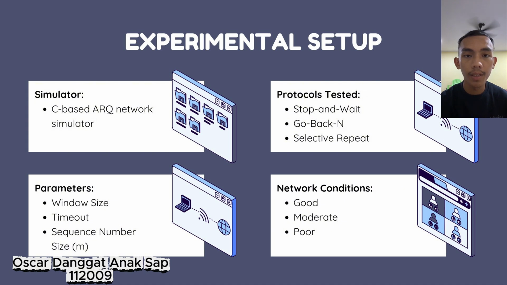The fourth metric is average delay per packet, which measures the average time taken for a packet to reach its destination. Lower delay is generally preferred because it improves communication responsiveness. Finally, we have the retransmission ratio, which represents the percentage of packets that had to be resent due to errors or losses. Lower retransmission ratios indicate more reliable network performance.